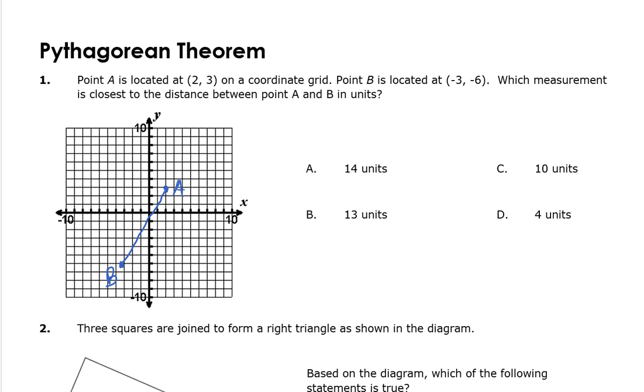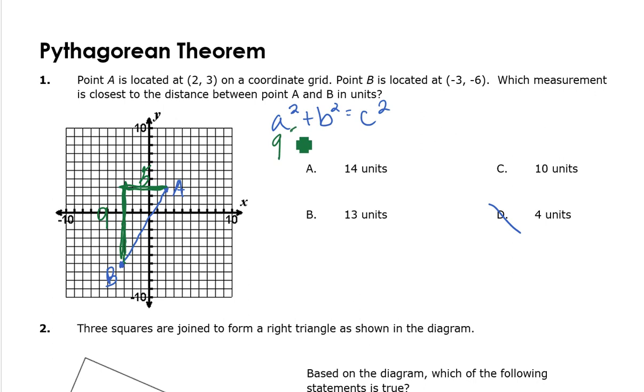Okay, so I know I can't count this because it is a diagonal. I know it's not 4, that's too small, but it could be 13, 14, or 10. I know my Pythagorean theorem tells me a squared plus b squared equals c squared. And then I can form this into a right triangle with a side length of 5 and a side length of 9.